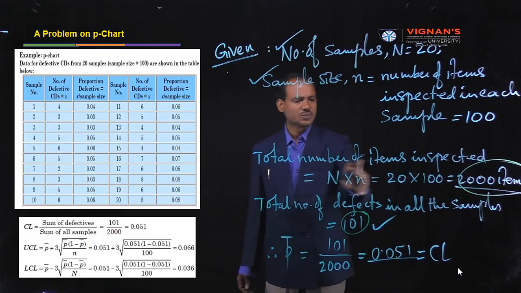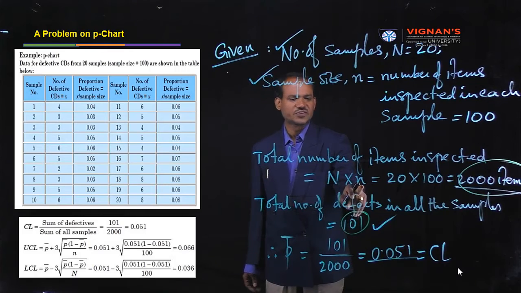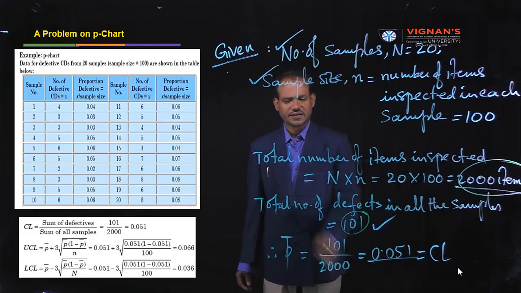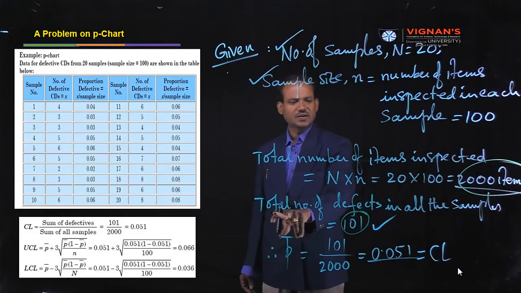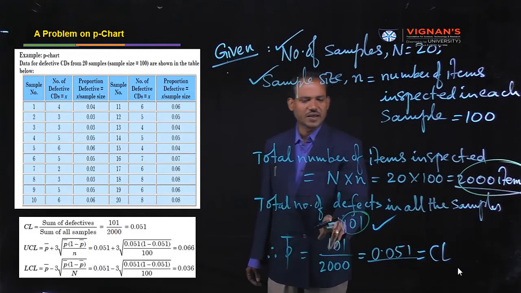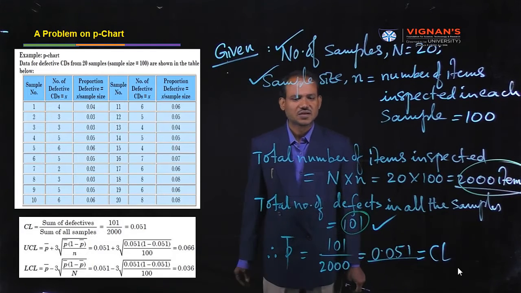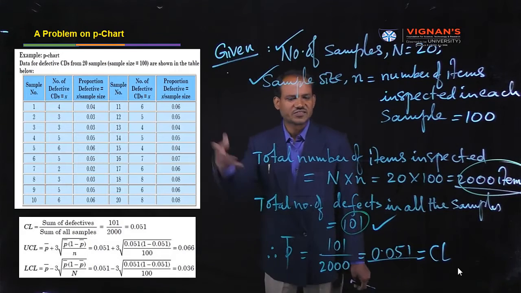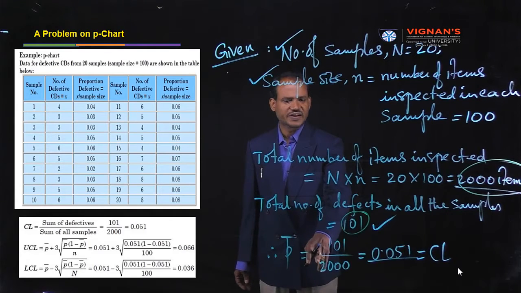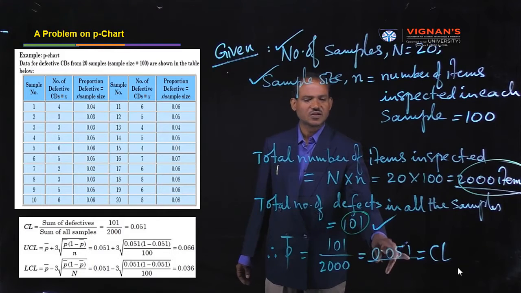Therefore, total number of items inspected is equal to number of samples into sample size, 20 into 100, 2000 items. Next, from the given table, it is observed that total number of defects found in all the samples is equal to 101. Simply add all the number of defectives in all the samples. 20 samples are there. 101. Therefore, P bar is equal to fraction of defectives, 101 divided by 2000. Nothing but 0.051.